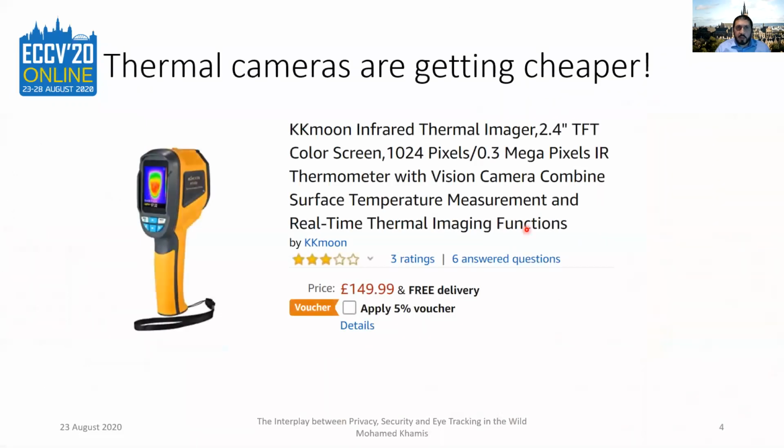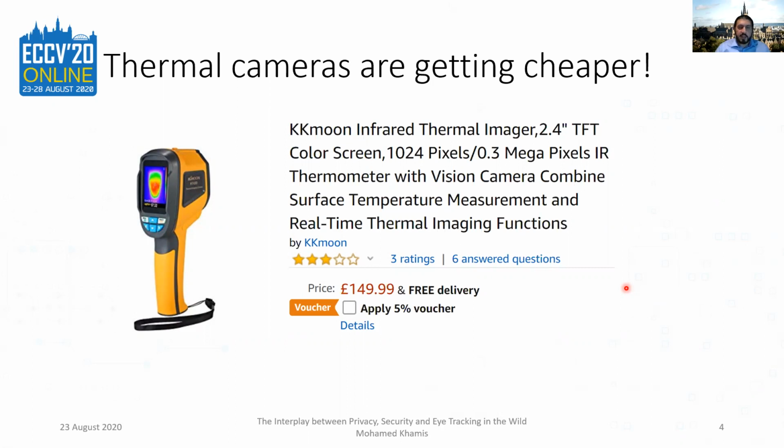And actually, you could buy a thermal camera from Amazon for less than 150 pounds. You can even get a voucher if you buy one. And once you have one, you can use it to perform such attacks that are obviously invading other people's privacy and security. So the reason I'm bringing this up is that we are seeing more and more ubiquitous technologies that are becoming affordable and easy to use to an extent that it allows untrained people to use it maliciously to invade people's privacy, as we've just seen in the video.